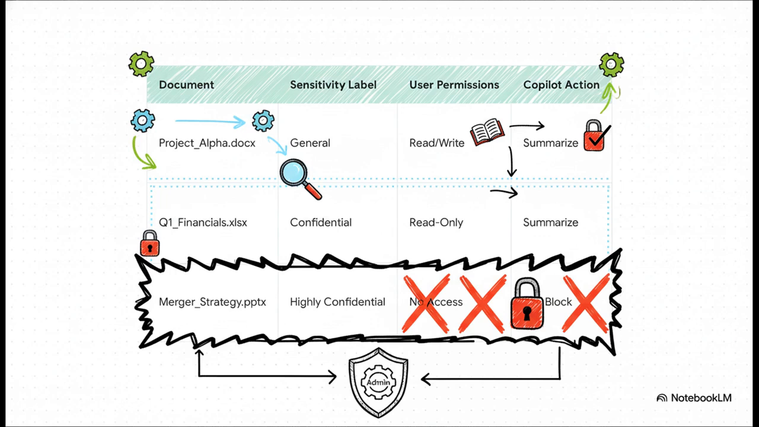More importantly, the user has no access in the SharePoint Access Control List, or ACL. So when Copilot asks the Graph for information, the Graph sees that user is not on the ACL for that merger document, and it will not return that document in the results. Copilot never even knows the file exists, so it's completely blocked. The underlying permission model is the absolute final word.